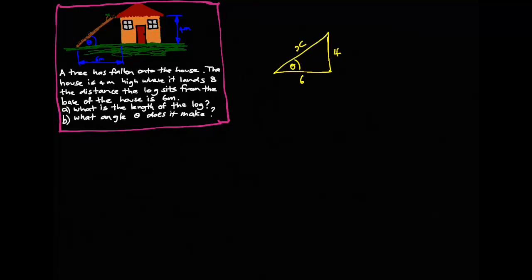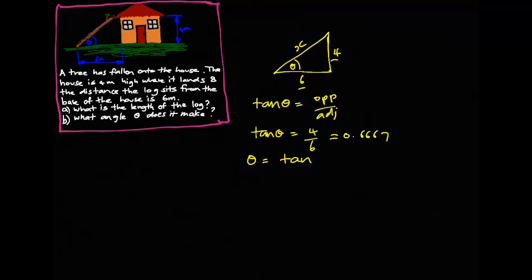Now the other way we could find x is by finding theta first. So we know the opposite and the adjacent. So we've got a tan theta problem. Tan theta equals opposite on adjacent. Tan theta is equal to 4 on 6 equals 0.6667. So theta is equal to the tan inverse of 0.667. And doing it on your calculator, you get theta equals 33.7 degrees.